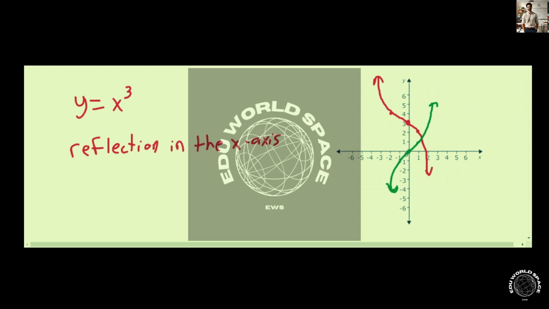Now, not only that, but it also looks like our points got shifted up 3 units. 1, 2, 3. So it also looks like there was a vertical shift of 3 units upwards. So vertical shift, 3 units up.